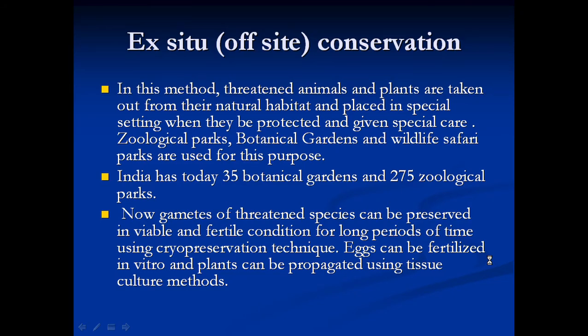Now we have the second approach, which is ex situ or off-site conservation. In this method, threatened animals and plants are taken out from their natural habitat and placed in a special setting where they are protected and given special care. Here zoological parks, botanical gardens, and wildlife safari parks are used for this purpose. India has today 35 botanical gardens and 275 zoological parks.